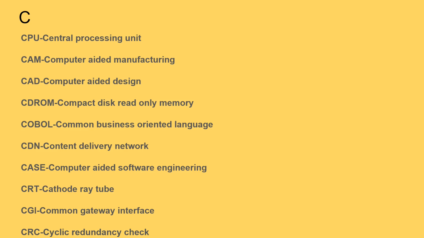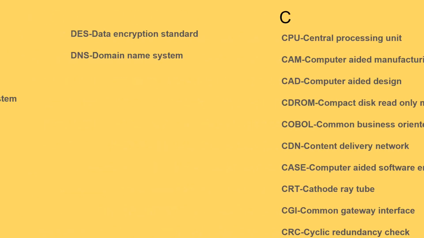CRC, Cyclic Redundancy Check. A cyclic redundancy check is an error detecting code commonly used in digital networks and storage devices to detect accidental changes to raw data. CRCs are based on the theory of cyclic error correcting codes.